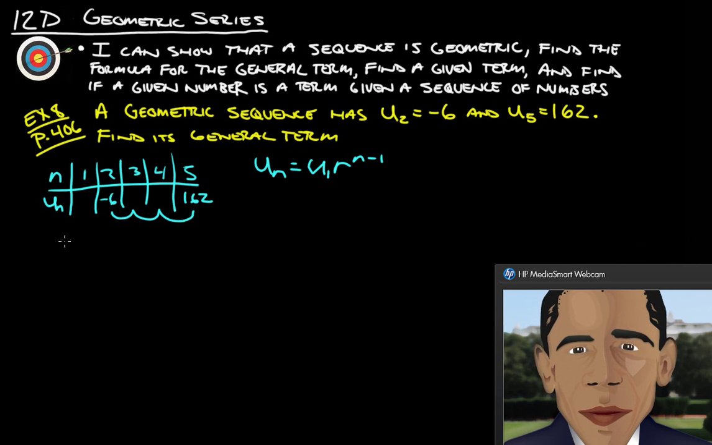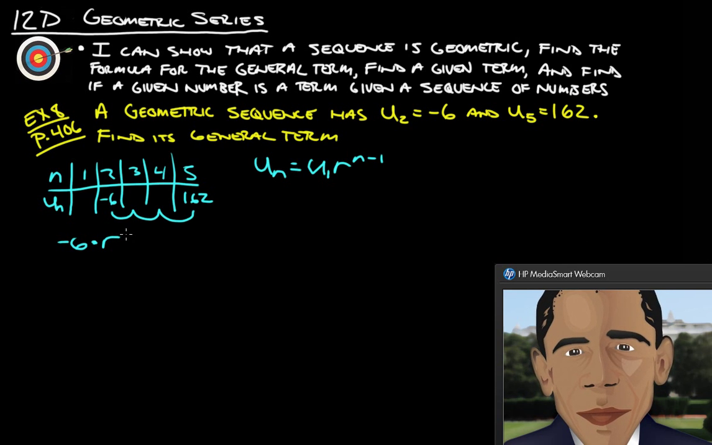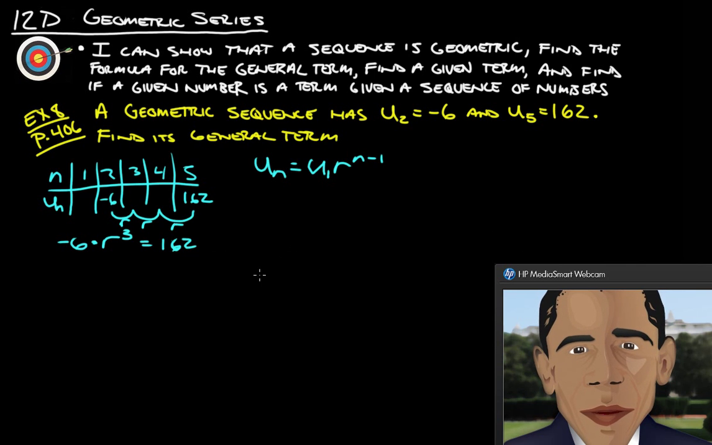So we know that the rate, again, if we take negative 6 and we multiply it by our multiplier 3 times. If you multiply by the rate 3 different times, it's not 3r, but r to the third power, right? Because you're multiplying by r here, and r here. R times r times r is r cubed, right? And we know that we take negative 6 and we multiply it by r cubed, we're going to get 162. Okay, so now all we need to do is solve for r.